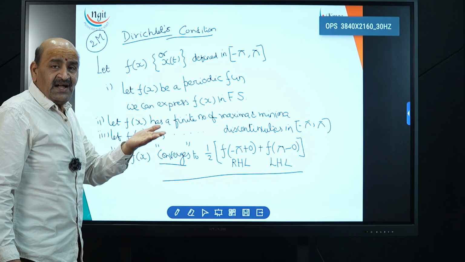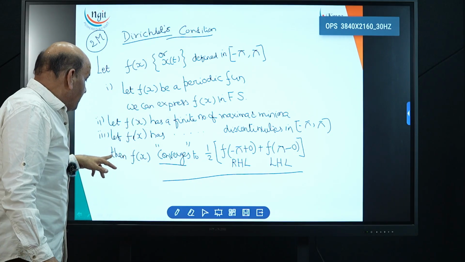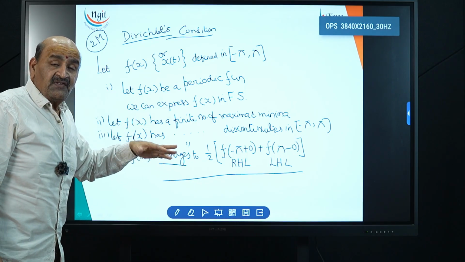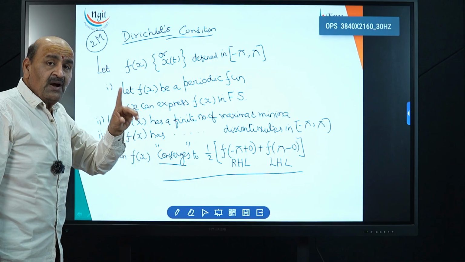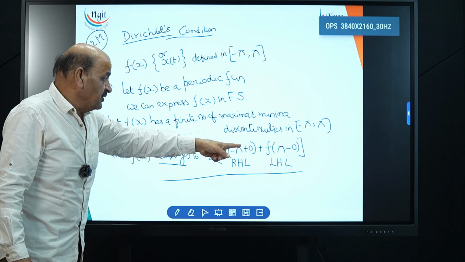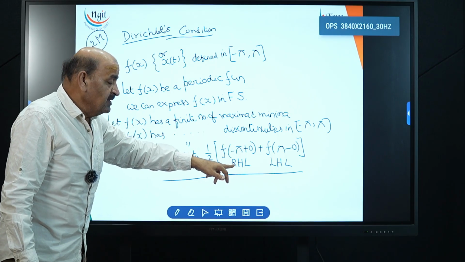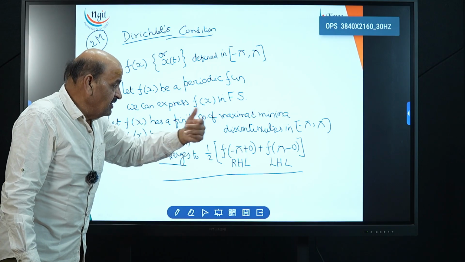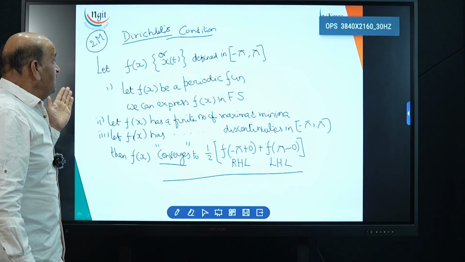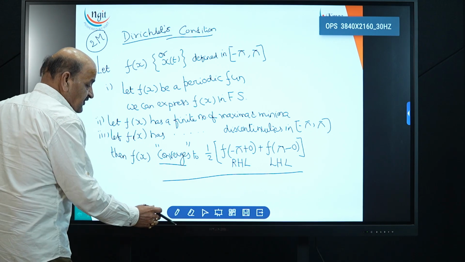If any function satisfies all these conditions properly, then the function converges, meaning it gives only one single exact value, that is f of minus pi plus 0 and f of pi minus 0. Here minus pi plus 0 is called right hand limit, and that is called left hand limit. This is called Dirichlet's condition.